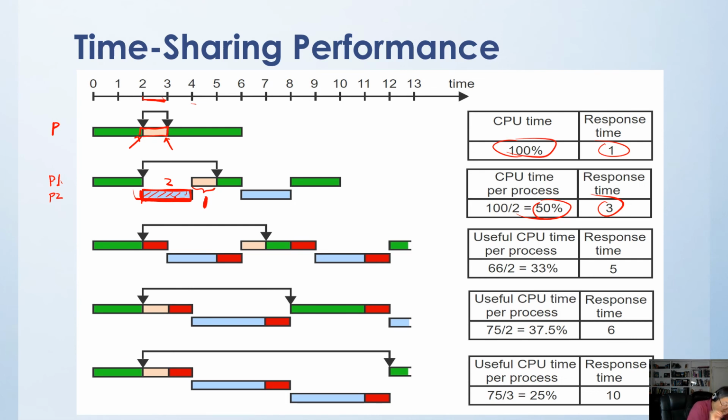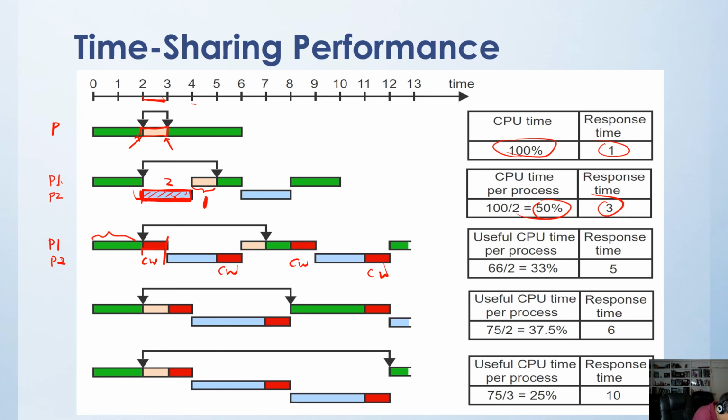Now, let's take a look at another scenario. In that case, you have time sharing between P1 and P2. Also, the quantum is 2 units. Again, the time quantum is 2 units. But the context switch overhead is 1 time unit. So the red color represents the context switching.